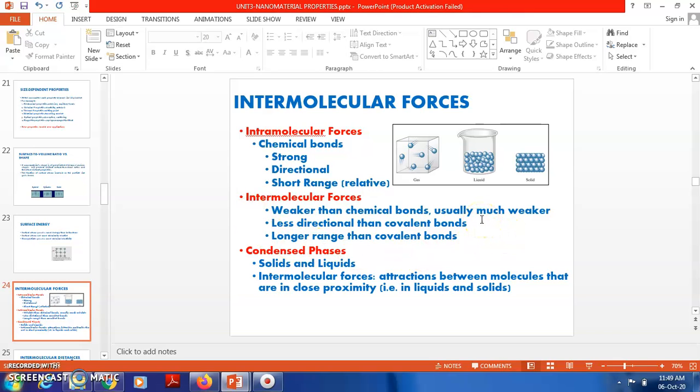Then solid and liquid phases are called the condensed phases. They have intermolecular forces, which are attractions between molecules that are in close proximity. Here in liquids and solids, you can see that the attraction between the molecules is very high within the close proximity.